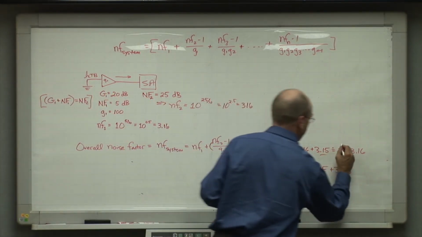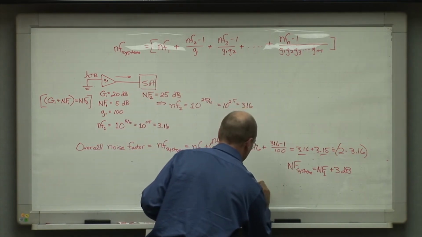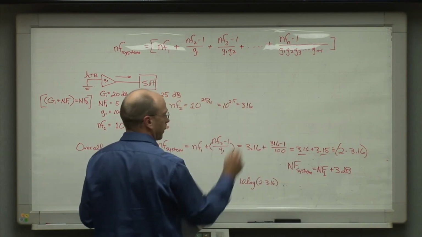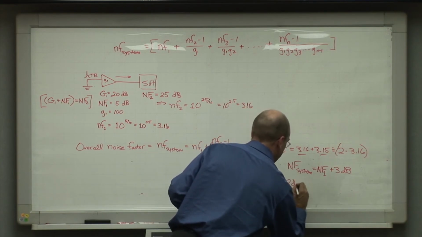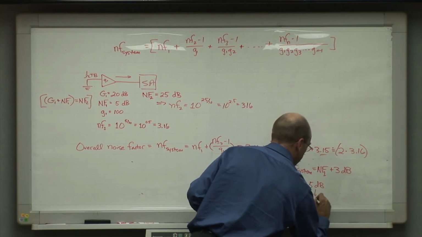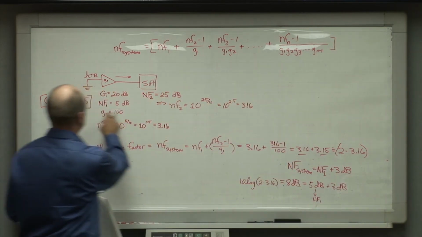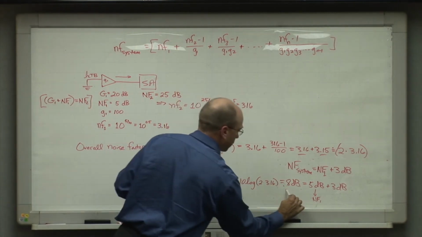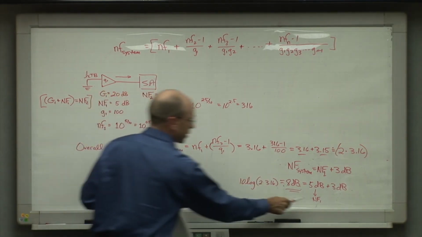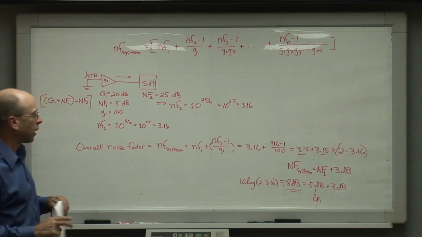We can also just work this out directly. We can take 10 log of 2 times 3.16, and that is equal to 8 dB, which is in fact equal to 5 dB, which was noise figure number 1, plus the 3 dB, which was the result of producing just as much noise here. And check the math if you don't believe me, but take 10 log of 6.32 and you'll find this 8 dB, which is the original noise figure 1 of 5 dB plus 3 dB. It all works out. I'll give you a preview.